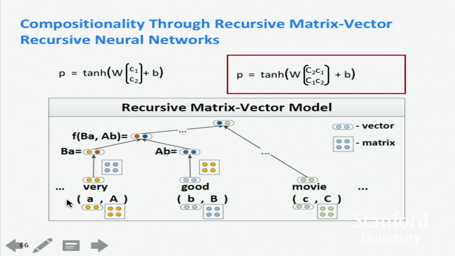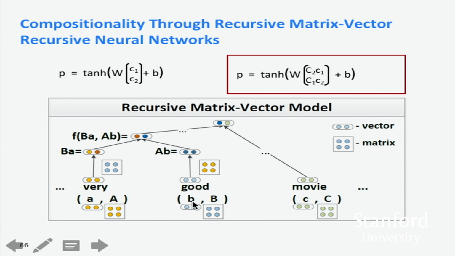So if we now had very good, what we're going to say is, we're not quite sure when something's going to be an operator and when it's going to be operated on. So let's just have it both ways and see what comes out. For each word, it's going to be represented by both a vector and a matrix. So very and good are both represented by a vector and a matrix.